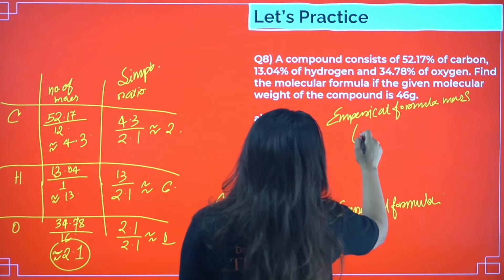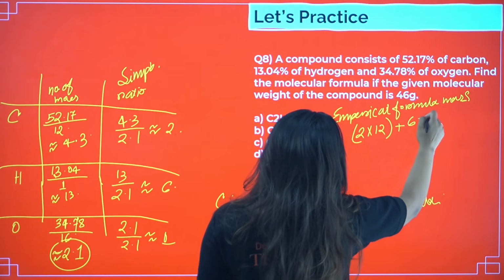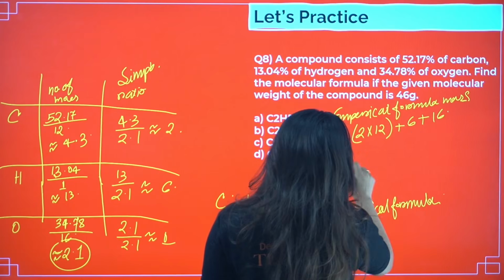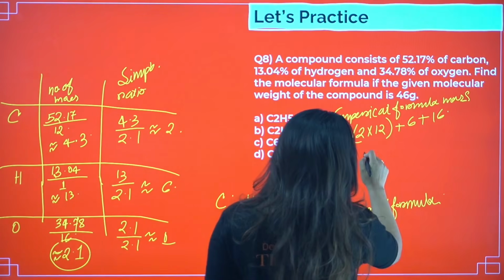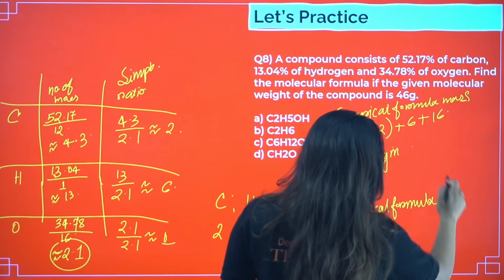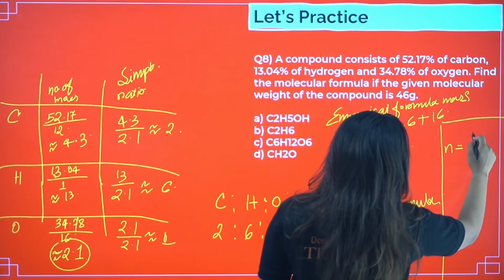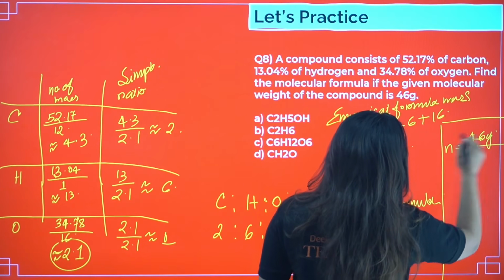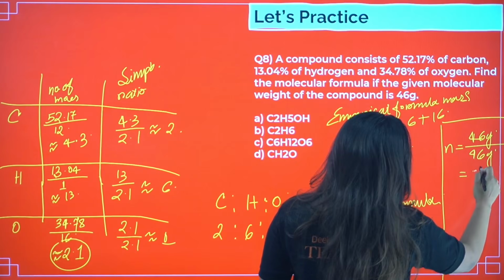Carbon I am having 2. So 2 into 12 plus 6 plus 16. So 24 plus 6 is 30, plus 16 is 46. So 46 gram you are getting. Now N is basically the molecular weight, that is given as 46 gram, divided by the empirical formula mass, that is also 46 gram. So N value is coming as 1.